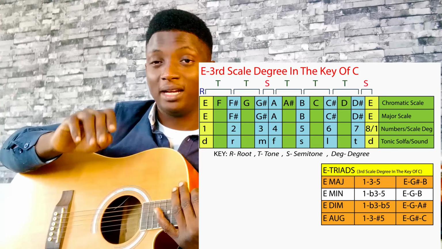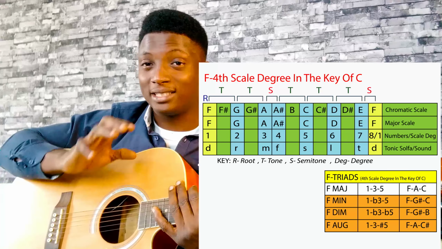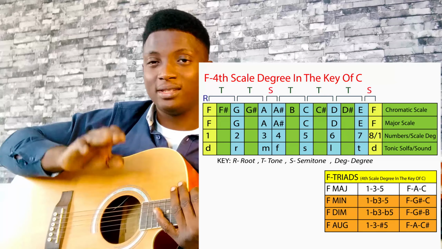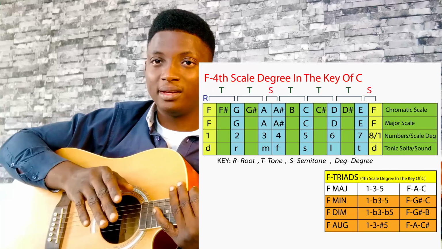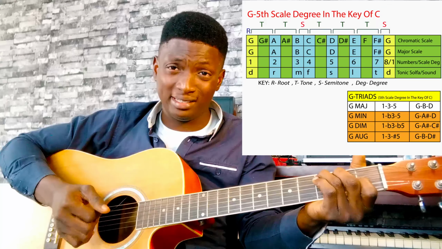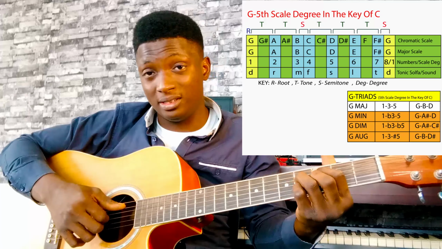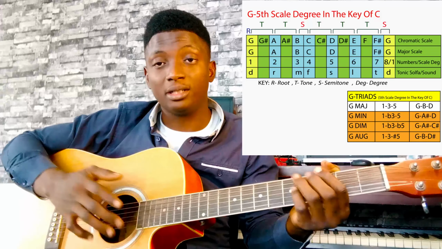And I want to give you a quick tip. How do you know the right triad to use? Since we have 4 of them, how do we know the right triad to use? How do I know when I'm supposed to play either a C major triad or a C minor triad or a C diminished triad or a C augmented triad?